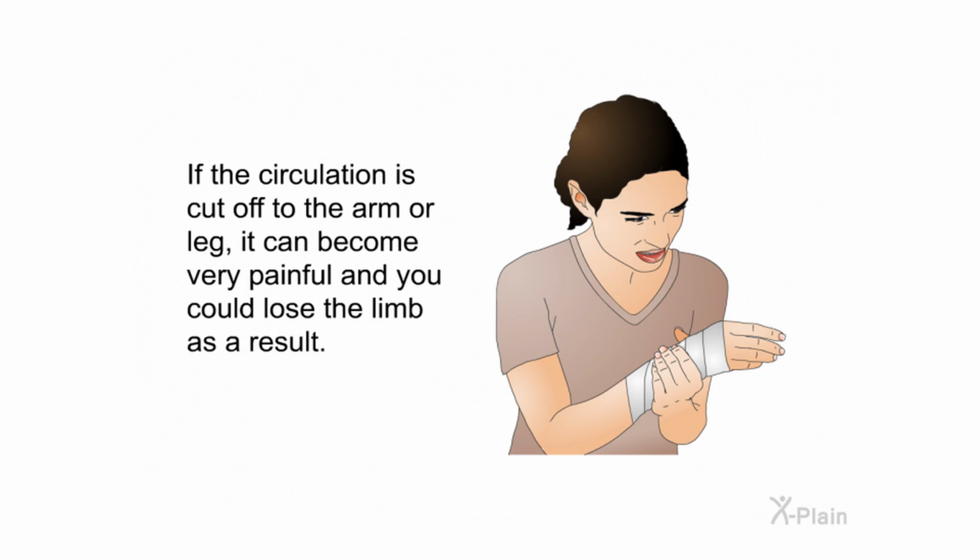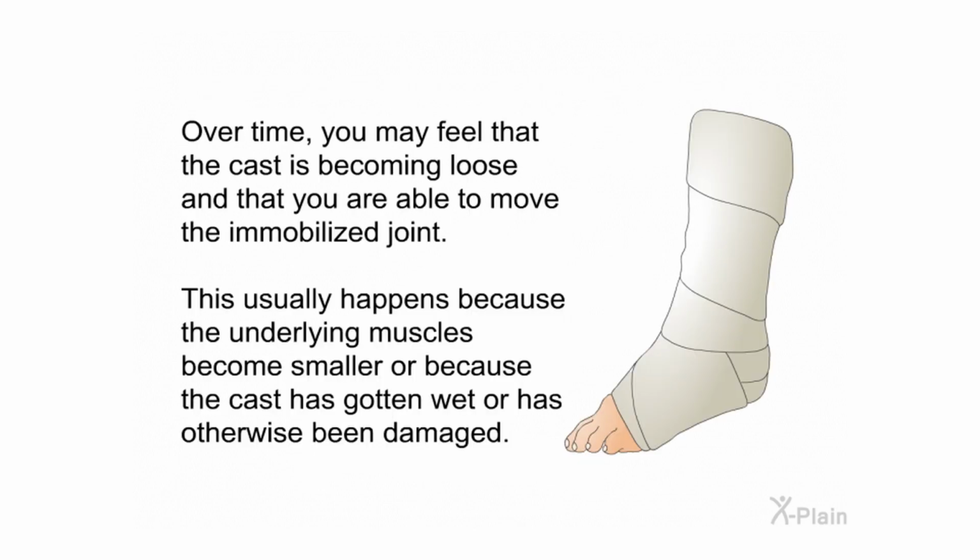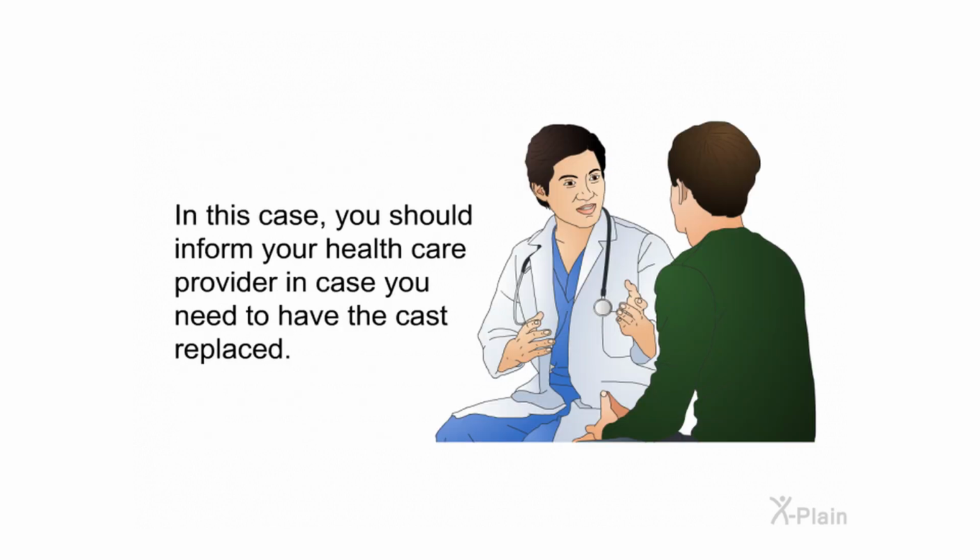If the circulation is cut off to the arm or leg, it can become very painful and you could lose the limb as a result. If your nails are blue or if they stay pale after you press them, the circulation may be affected, and you need to inform your healthcare provider. Over time, you may feel that the cast is becoming loose and that you are able to move the immobilized joint. This usually happens because the underlying muscles become smaller or because the cast has gotten wet or has otherwise been damaged. In this case, you should inform your healthcare provider in case you need to have the cast replaced.